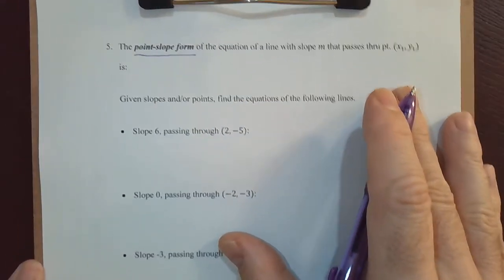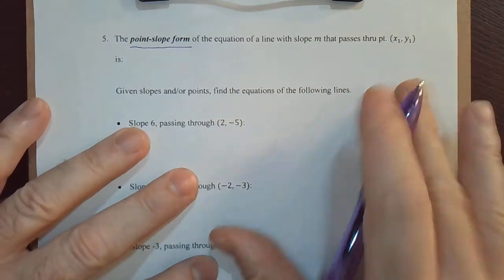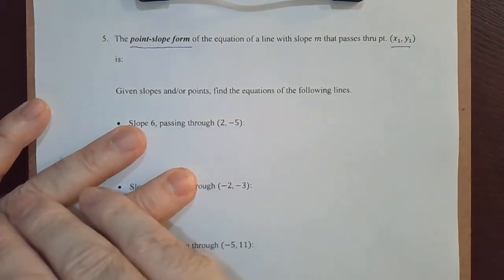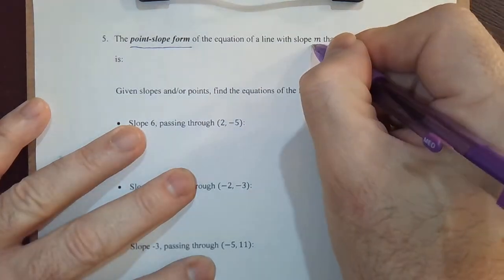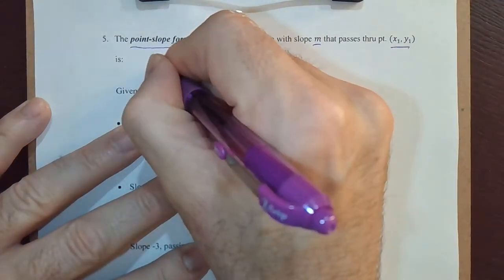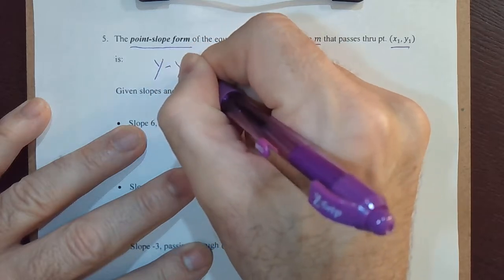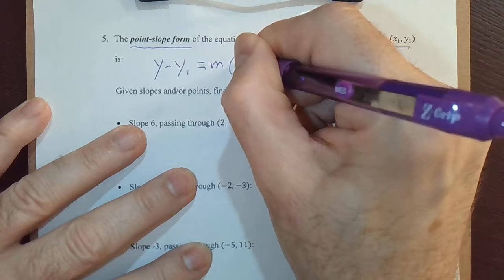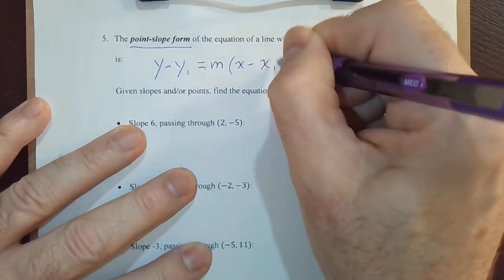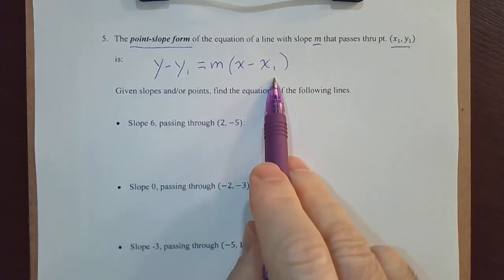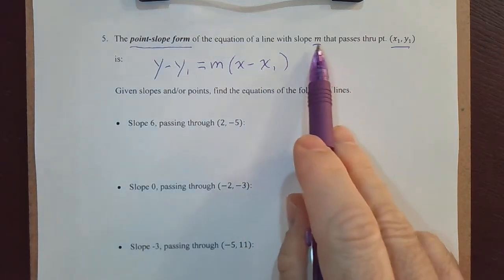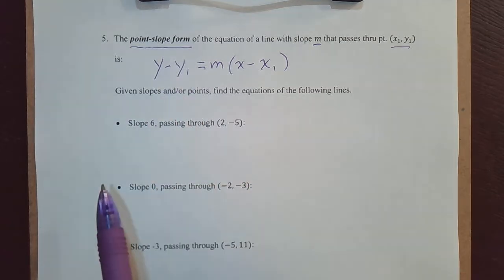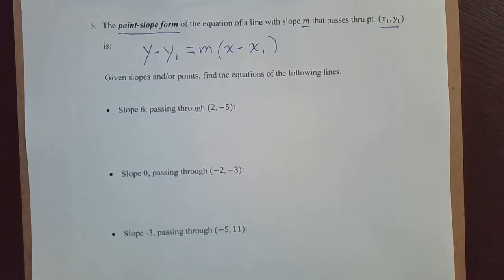In fact, the formula looks like this. Let's see, x1, y1 is one point that's on the line and it has a slope m. So we do y minus y1 is equal to m, the slope, times x minus x1, and that's it. That is the equation of the line if you're given the slope m and one point, x1 comma y1. Okay, so let's just do several examples.